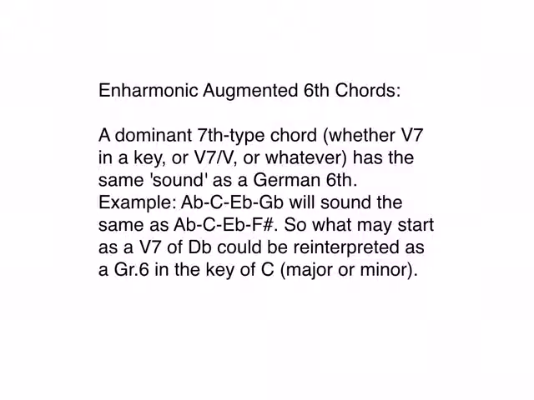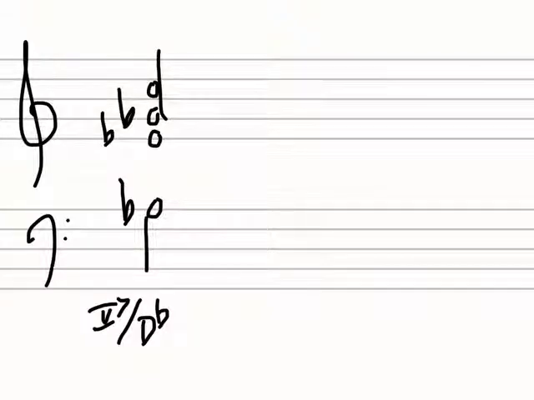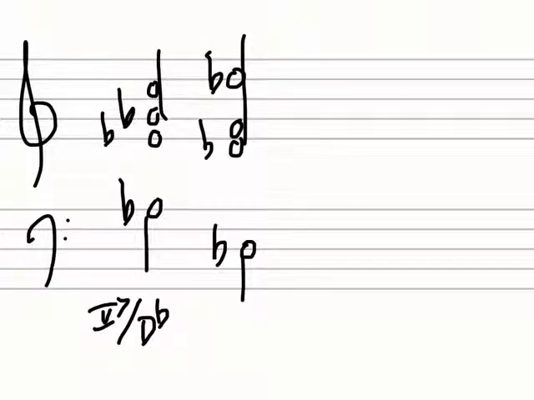If we respell that G flat and instead spell it as F sharp, then we can reinterpret that as a German sixth in the key of C. Let me show you. Okay, so here's the 5-7, which we would expect to go to a D flat chord. Like that.